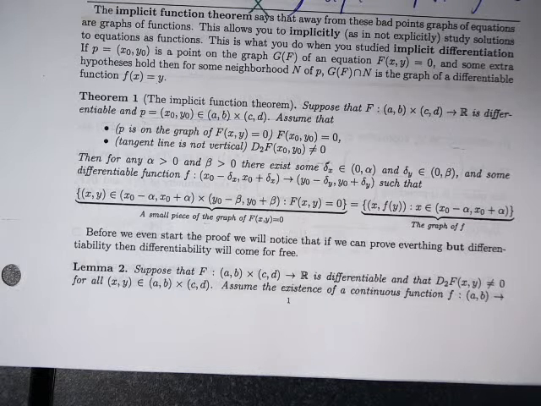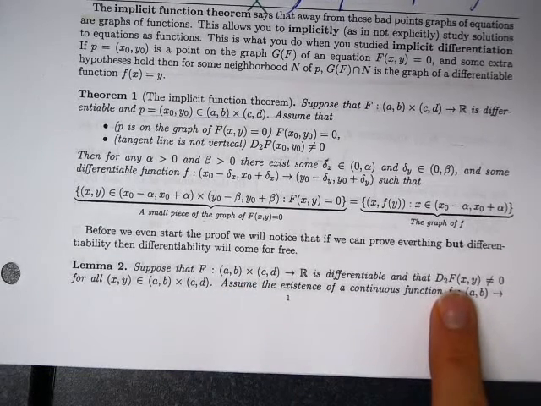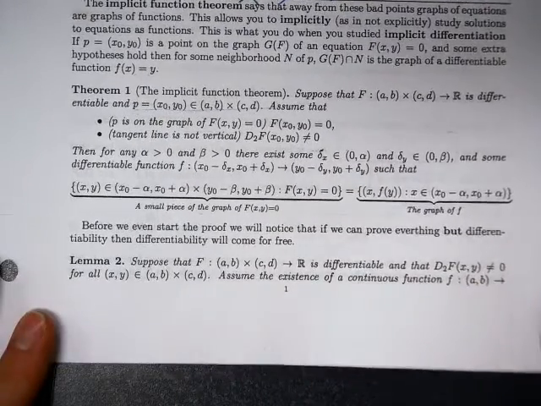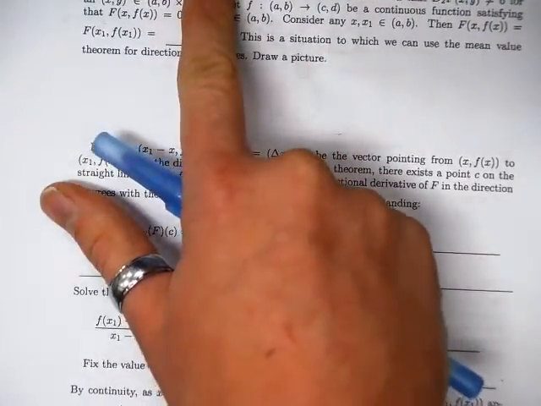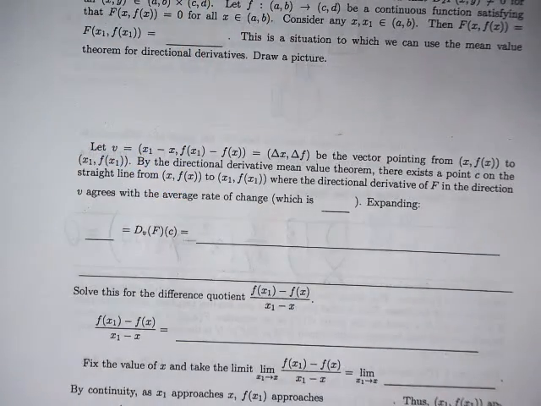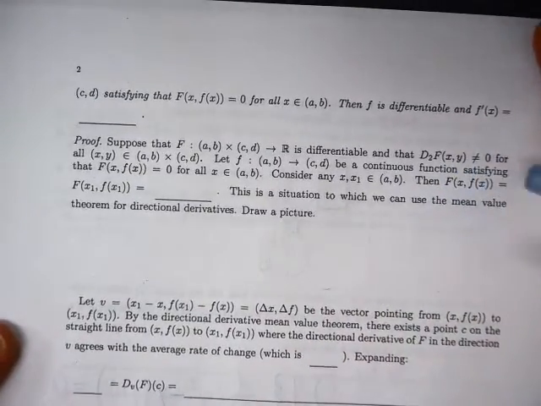We'll just justify that. Suppose that big F is a differentiable function that doesn't have a vertical tangent line at any point. Assume the existence of a continuous function little f from (a,b) to (c,d) satisfying that F(x, f(x)) is equal to 0 for all x in (a,b). Then I claim that f is differentiable and the derivative is in fact a thing that we can compute.